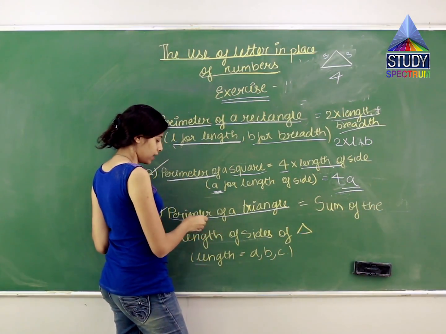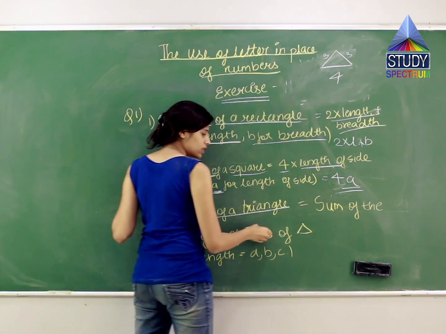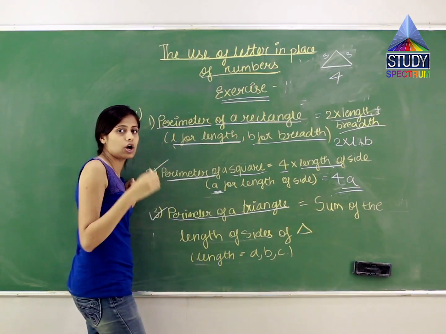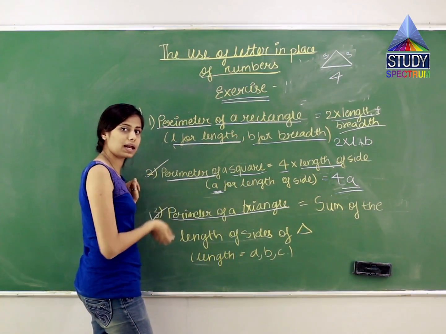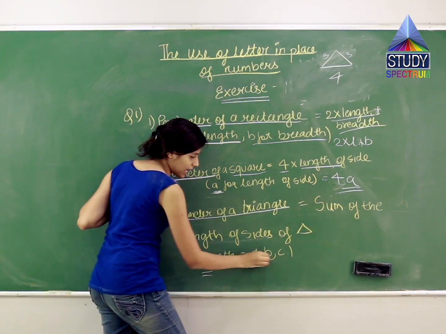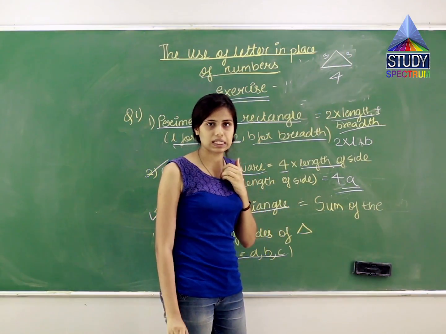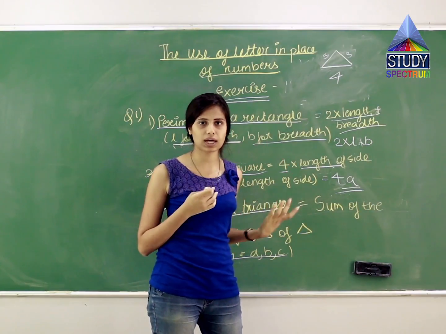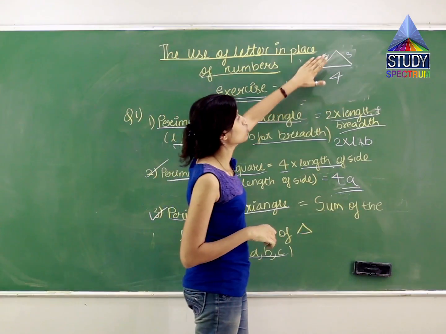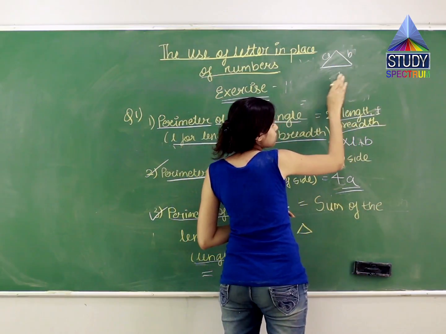So that's what they are telling. Perimeter of a triangle is equal to sum of the lengths of the sides of the triangle. These are the sides of the triangle and the summation or addition of this will come to the perimeter of a triangle. Now they are telling you the lengths are A, B and C. In my example it was 3, 3 and 4, that was my own example. But in the question, the lengths are A, B and C. So replacing this by A, this by B and this by C.